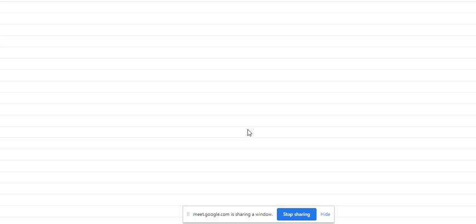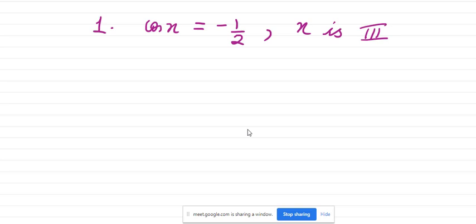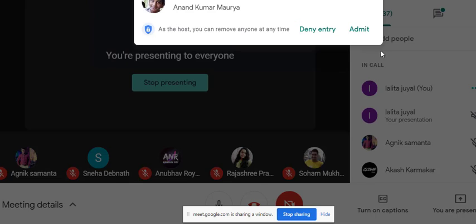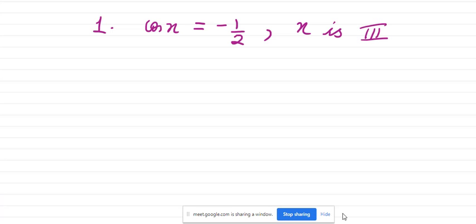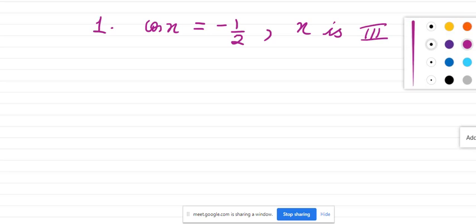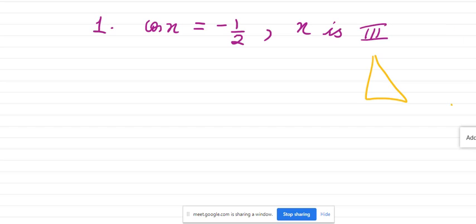Okay, so if you see the exercise, all these formulas you have to use. First question is just based on that. See, cos x is given as minus half, where x lies in the third quadrant. So you have to find all the other 5 trigonometric ratios. Here the base will be 1 and the hypotenuse will be 2, and the perpendicular will be root 3, right?